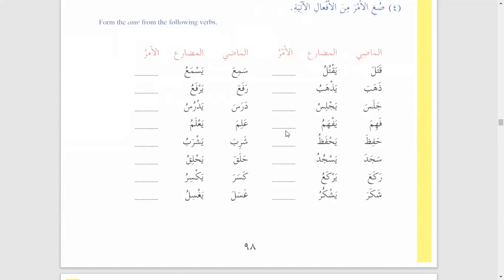Fahima yafhamu ifham. Understand. Okay. Ifham. حفظ يحفظ. حافظ يحفظ احفظ. Okay, you memorize. Sajada yasjudu usjud. اسجد. Usjud lillah. Yes. Prostrate to Allah subhanahu wa ta'ala only.